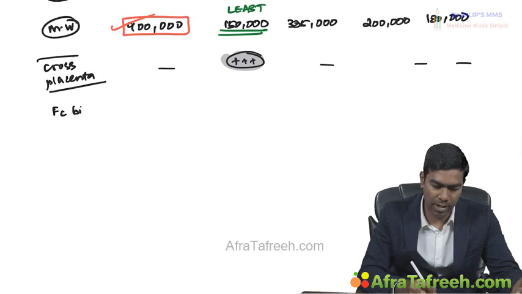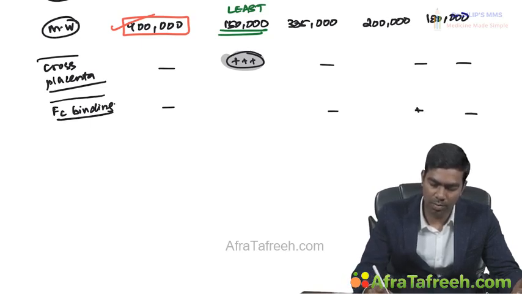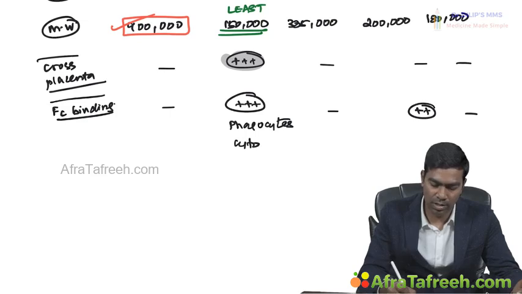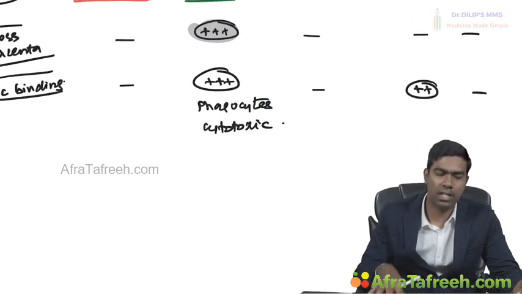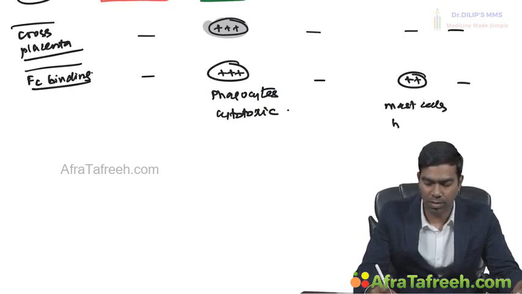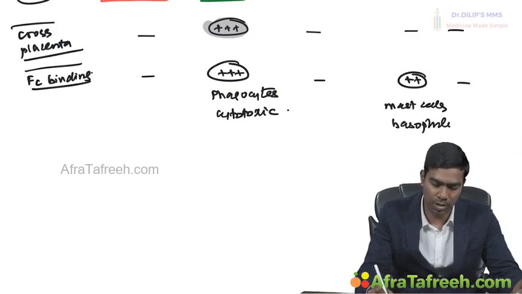Then what about the Fc binding? Fc binding is not seen in the majority of the antibodies, except two antibodies, that is IgG and IgE. IgG generally binds to the phagocytes and cytotoxic cells, whereas IgE typically binds to the mast cells and the basophils. For the degranulation, IgE is very important. So these are the two antibodies that have Fc binding, which means these are the ones where you have Fc receptors and Fc binding interactions will be there.